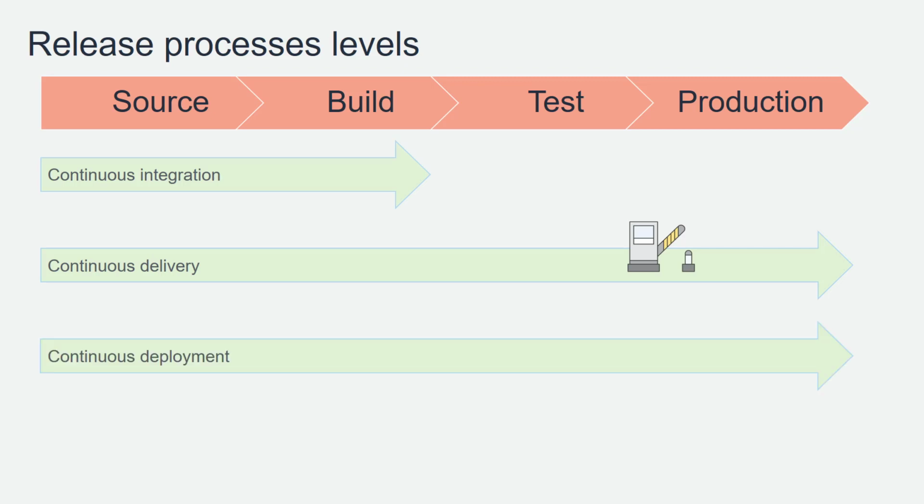If you have automated the entire process in a way that from the time the developer commits the changes into the source control system, it gets built, tested, and sent to production, you have achieved the status of continuous deployment.